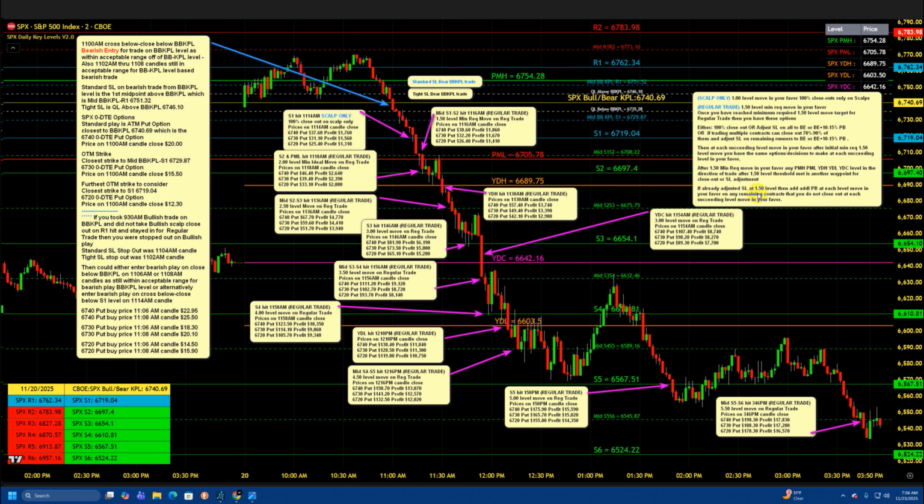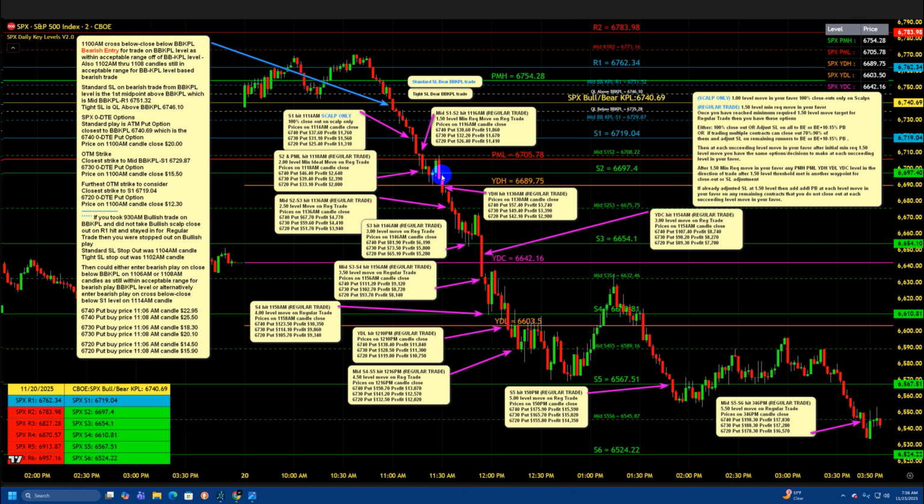If you already adjusted your stop loss at the 1.5 level move in your favor, then you can add additional profit buffers at each level move in your favor if you're so inclined to do, if you do not close out any remaining contracts at each succeeding level move in your favor. So starting here with this, then you have all of those options available to you.